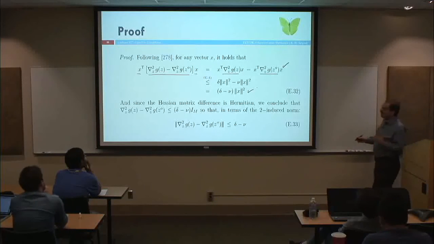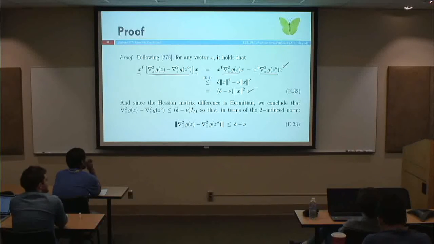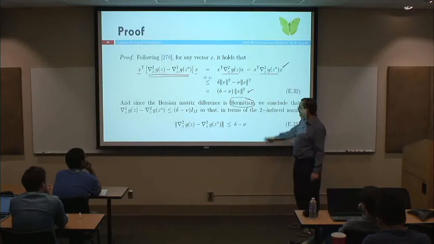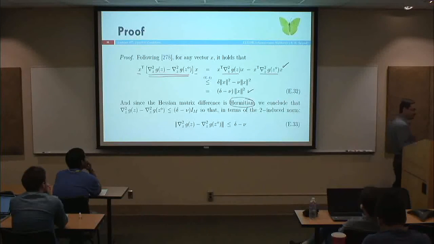Remember, this is a symmetric matrix. This matrix here is symmetric, because I'm dealing with real data, so this is probably a typo here. In this first part, everything is real, so that matrix is symmetric. You see, I have shown that x transpose A x is less than or equal to delta minus nu times x transpose x. So for any x, it means that this matrix is less than or equal to this times the identity.